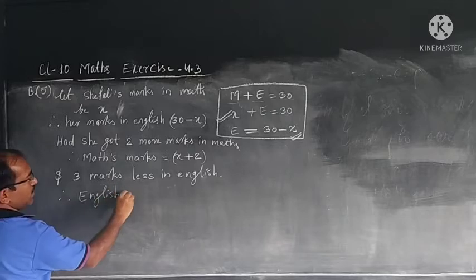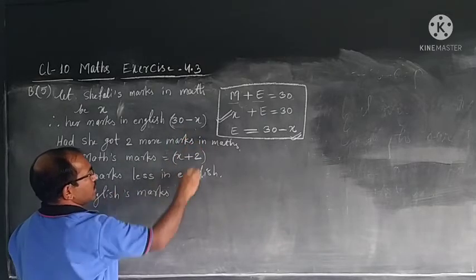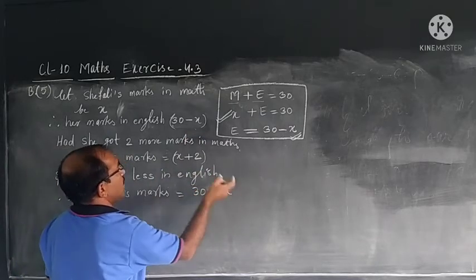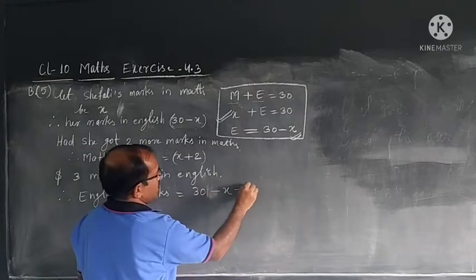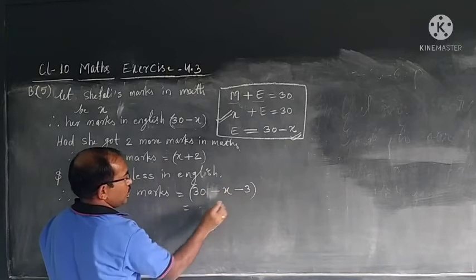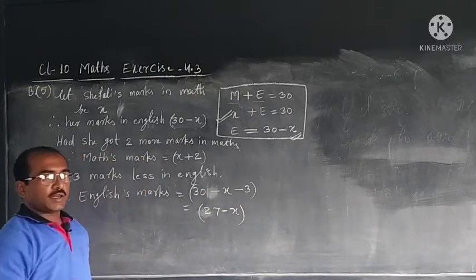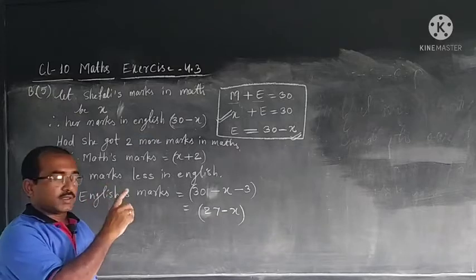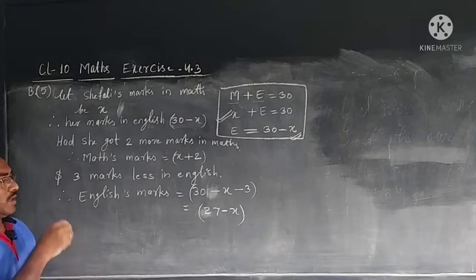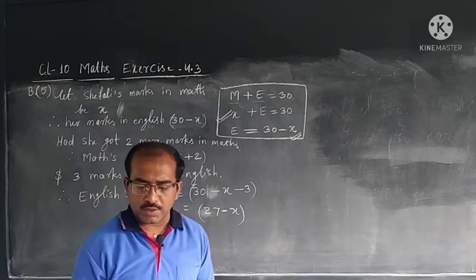English mark will be less. It was 30 minus X, 3 marks less, so surely minus 3. So, her English mark would be 30 minus 3, 27 minus X. So, with this condition, had she got 2 more marks in maths, her mark would now be X plus 2, and with 3 marks less in English, her mark would now be 27 minus X. Then what happens? We will see the question.